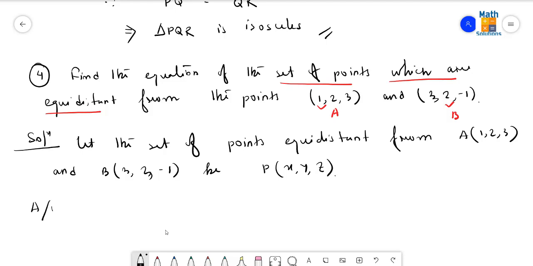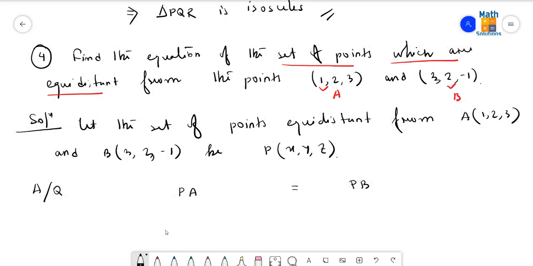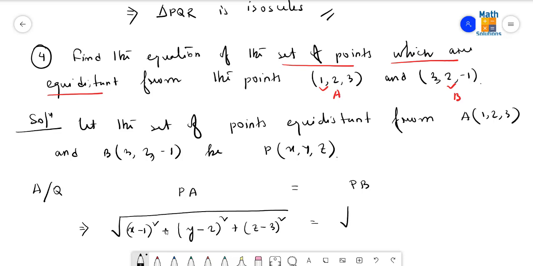So according to the question, what do we get? PA is equal to PB. Of course we have to go for distance formula now. So this will imply, using distance formula, x minus 1 whole square plus y minus 2 whole square plus z minus 3 whole square. On the other side we shall be getting x minus 3 whole square plus y minus 2 whole square plus z plus 1 whole square.